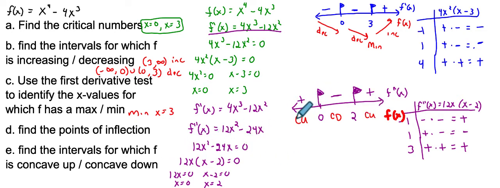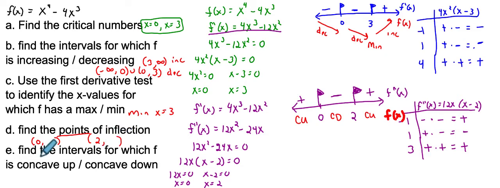So notice that at 0, I switch from concave up to concave down. So that's a point of inflection. And at 2, I switch from concave down to concave up. So that's going to be a point of inflection. Since it asked me to find the points of inflection, I'll need to write this as an ordered pair.